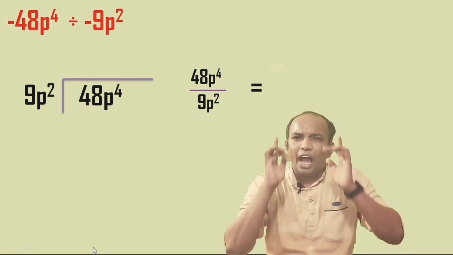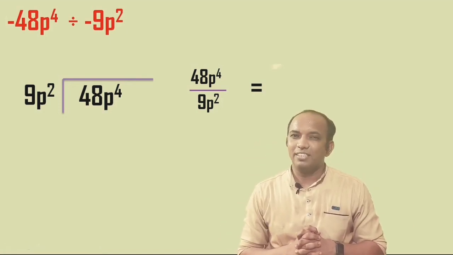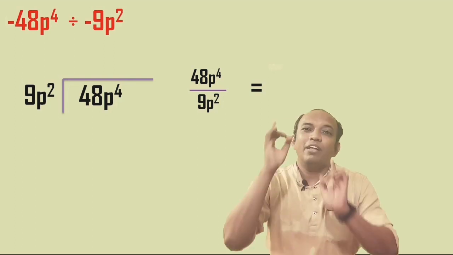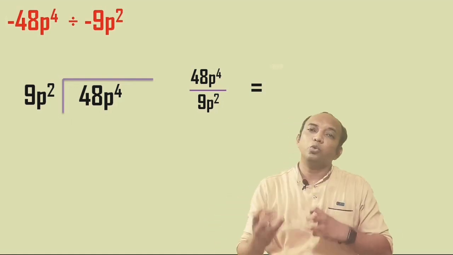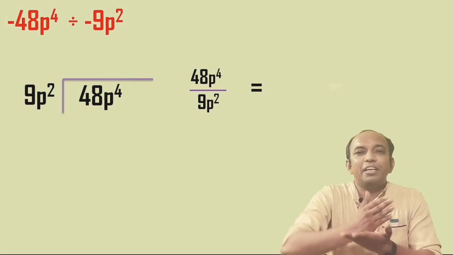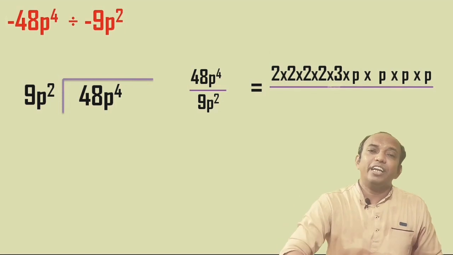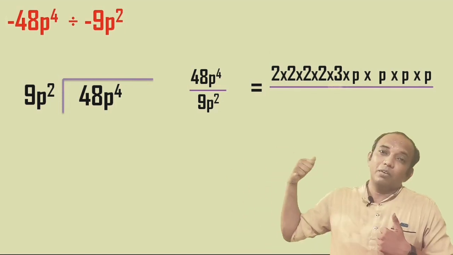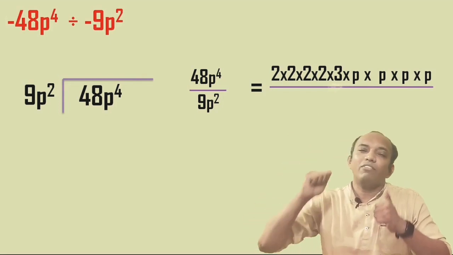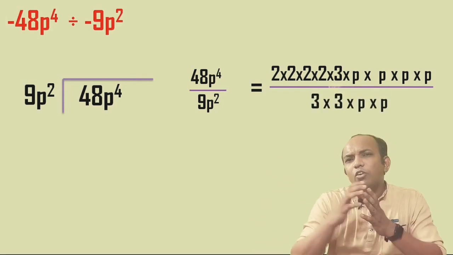Now what we are going to do, have you heard the name prime factors? Prime factors 2, 3, 5, 7. Do you remember? Of course, 48 will be turned into its prime factors, 9 also into prime factors, and those letters will be written separately the way you are looking on the screen. As prime factors for 48 we have 2 times 2 times 2 times 2, then 3, and then p four times. In the denominator we have 9p square, so ultimately we get 3 into 3, p into p, right?